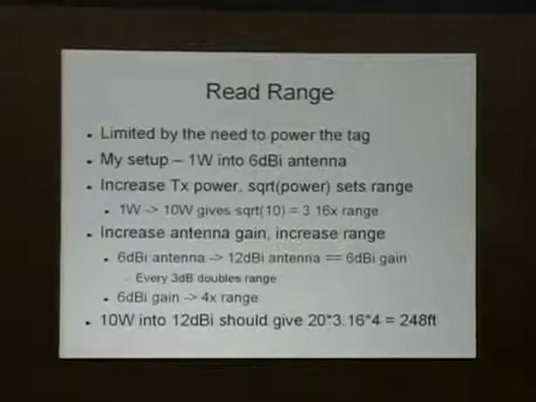So let's talk a little more about this read range. The limit on the read range is the need for the tag to be placed in a certain field strength in order for it to be able to power itself. This reader puts out 1 watt of RF. This antenna has 6 dBi of gain. When you're talking about antenna gain, you're talking about gain over what's called an isotropic radiator, which radiates completely perfectly equally in every direction. So when you talk about the gain of an antenna, you're talking about focusing that radiation into a specific region.